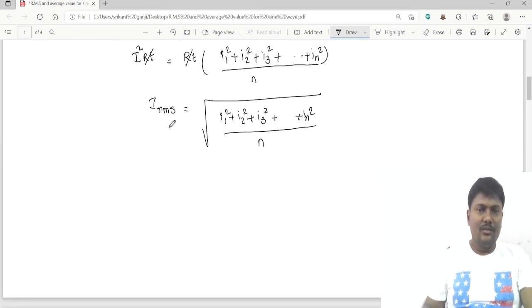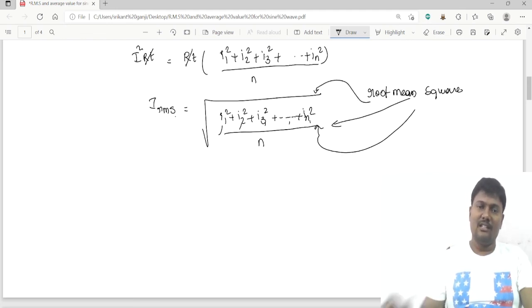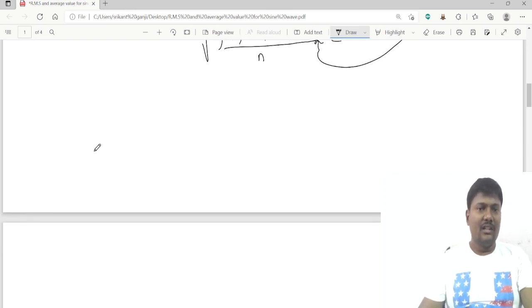Finally, I RMS is equal to the square root of i1 square plus i2 square plus i3 square so on in square, divided by n. So root mean square: first of all you should make the squares, after that the mean. Mean means i1 square plus i2 square plus i3 square plus so on in square divided by n, then you can apply the root. So this is a graphical method.